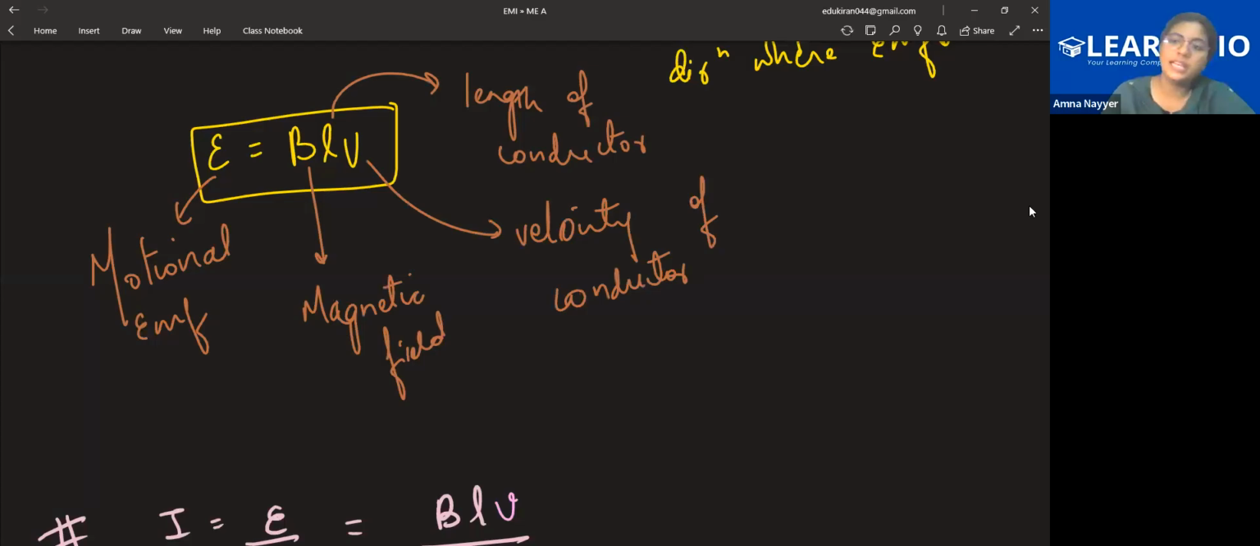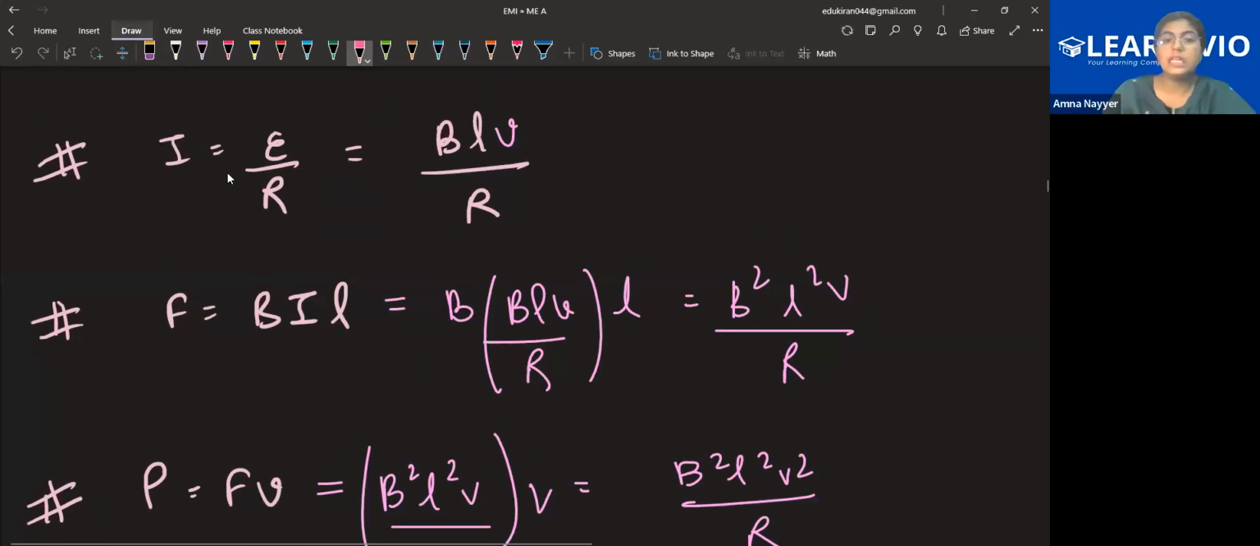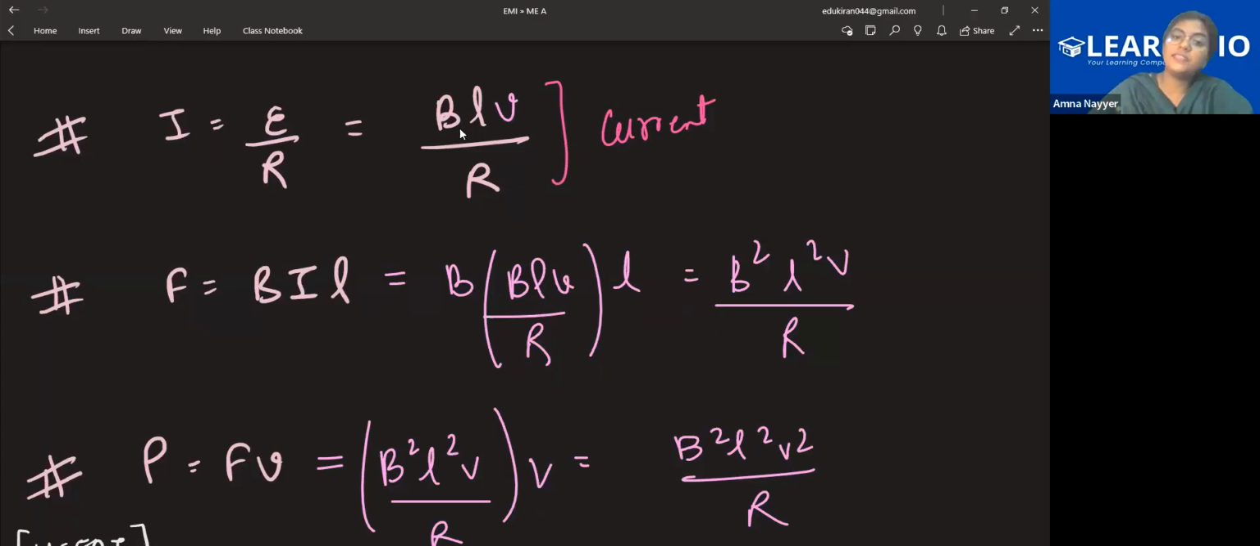Now, some modifications of this formula are very easy, BLV to remember. These modifications you should know. If I divide EMF by resistance, I can get the current. So BLV by R becomes the formula for current. Now we have studied that force on a conductor is equal to BIL. Magnetic field we know, and current we have calculated here. If you put the value of current, this becomes B square L square V by R. This is the formula of force.